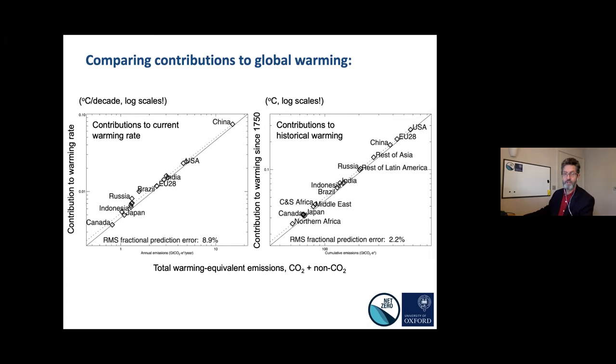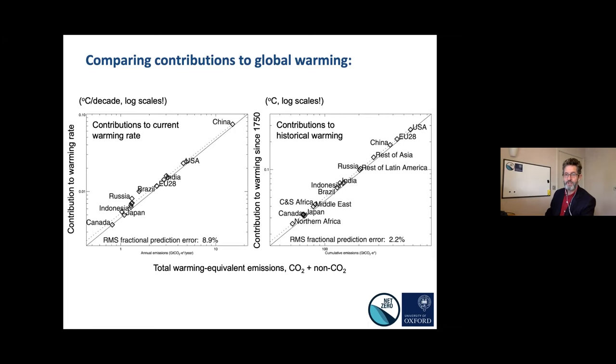The USA is not that far behind, along with the rest of Asia. And then India is perhaps a fifth of China's contribution to the current warming rate. But that's a very different picture to how it looks if we look at contributions to warming since 1750 to date. Suddenly we see a lot of resorting. India is still around the middle of this diagram, but now it's the USA and the European Union that have contributed most to historical warming, of course, because we started dumping carbon dioxide into the atmosphere before anybody else did. China is pushed down into third spot here, followed by the likes of Russia and the rest of Asia and so on.